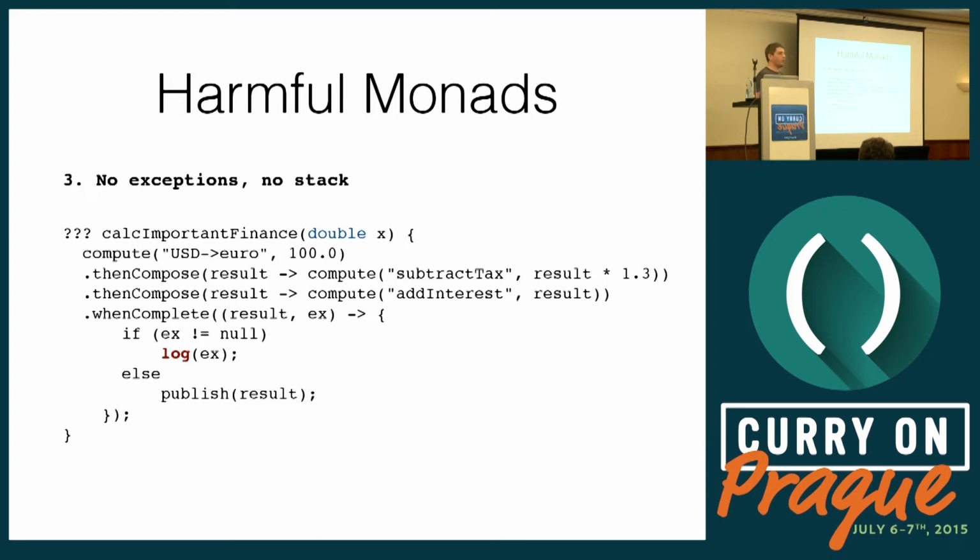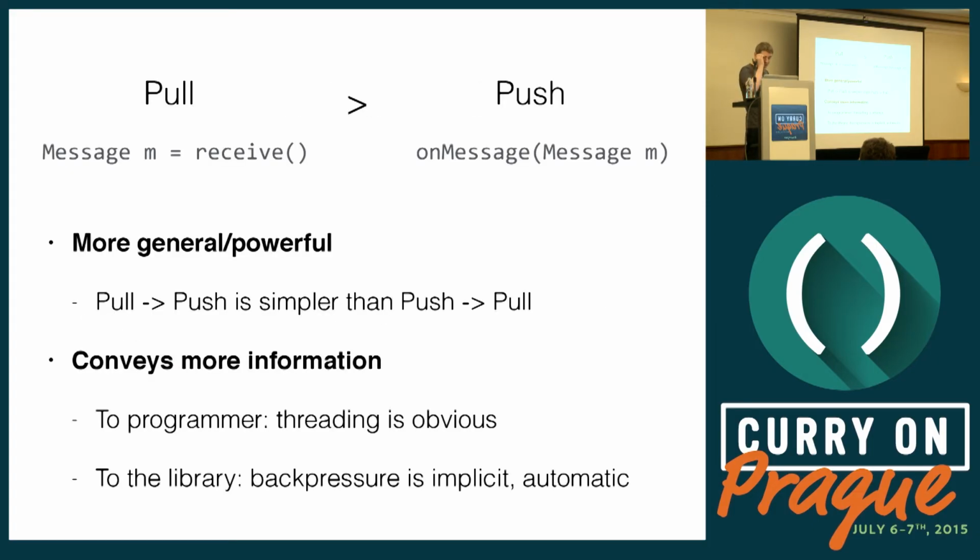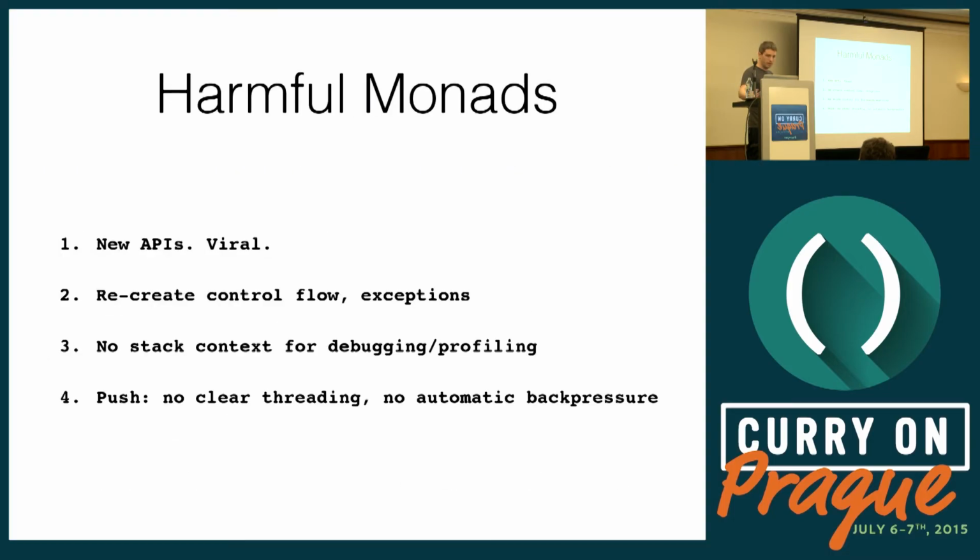But to us imperative developers, an exception is more than a value. It's a value with a stack context. So when we log this to the log, and we're going to try to do post-mortem debugging, we're not going to see that the exception came from the calc important fineness method. Our stack context is lost. Yeah, in imperative languages, pull is always better than push. Unfortunately, I don't have time to get into that.